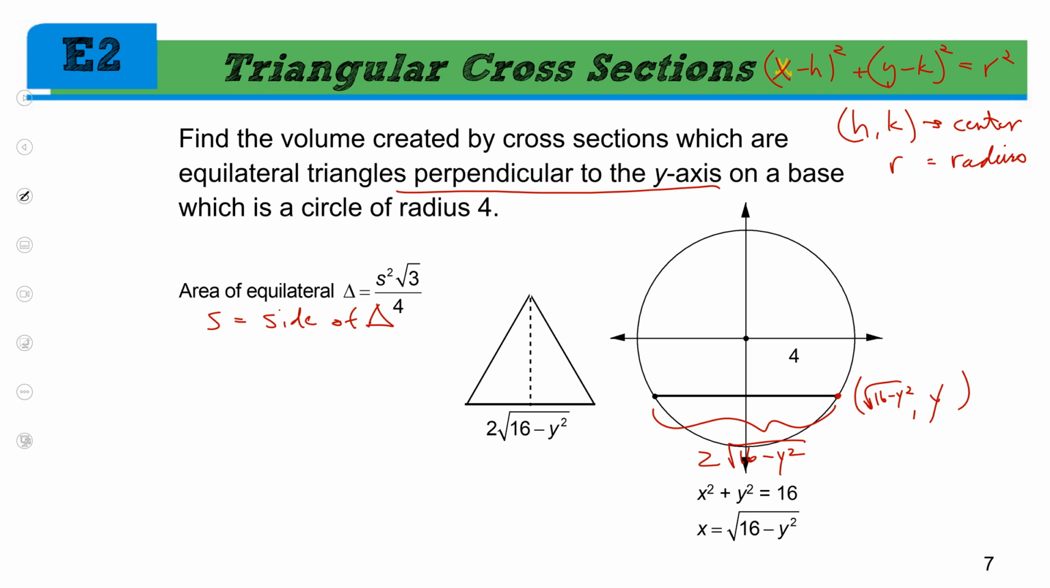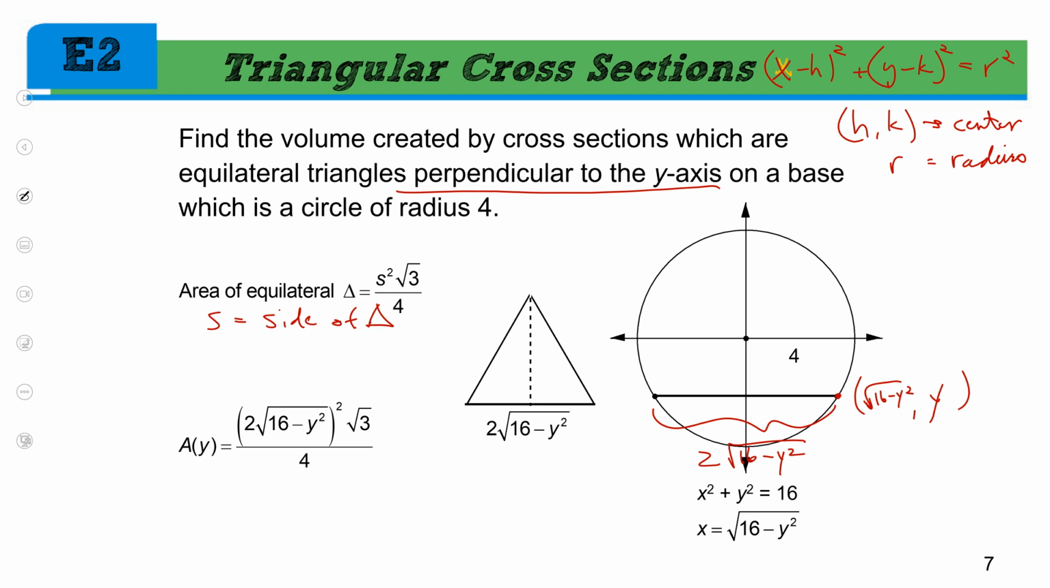2 square root of 16 minus y squared. Beautiful. Plug and chug. There's the area of that triangle. One last question. We're taking triangles from where to where? -4 to 4. Beautiful. If you're feeling saucy, however, you could go from 0 to 4 and double your answer.